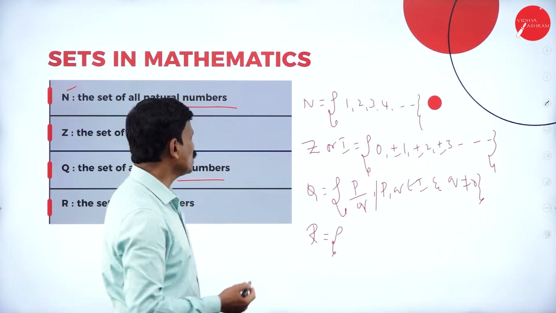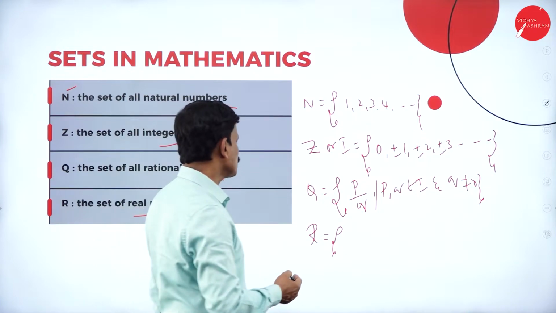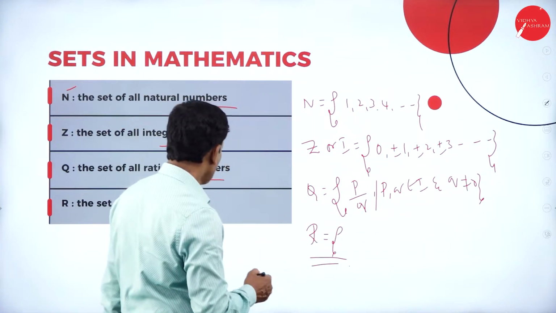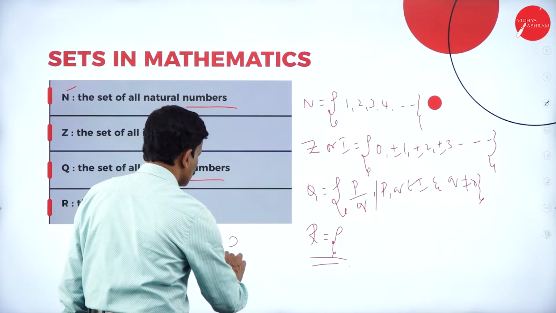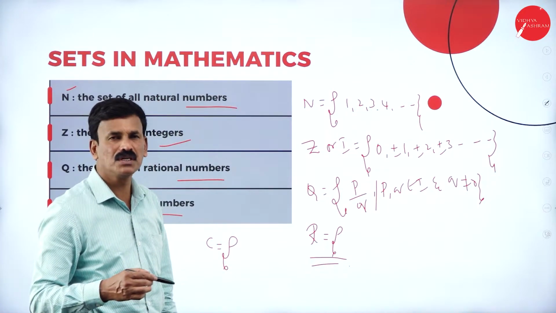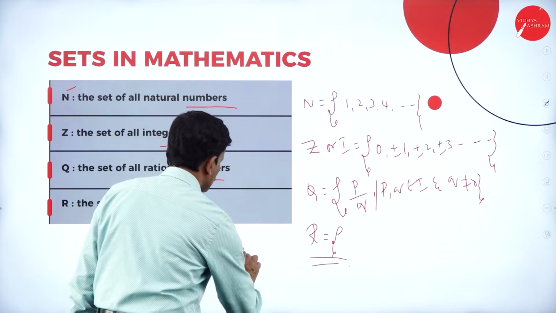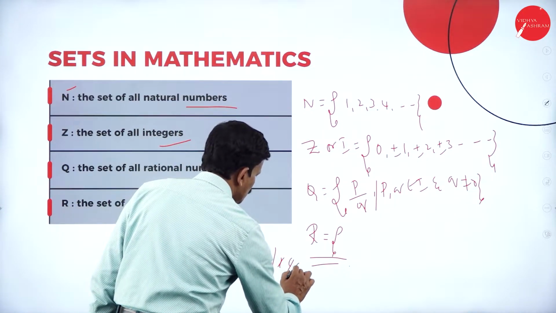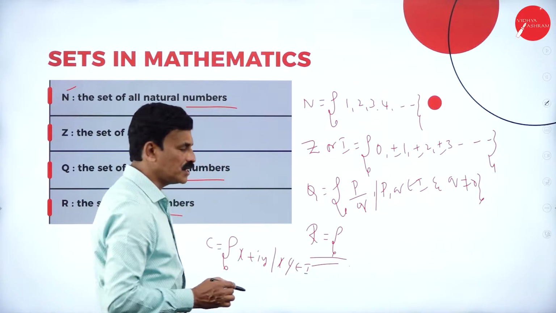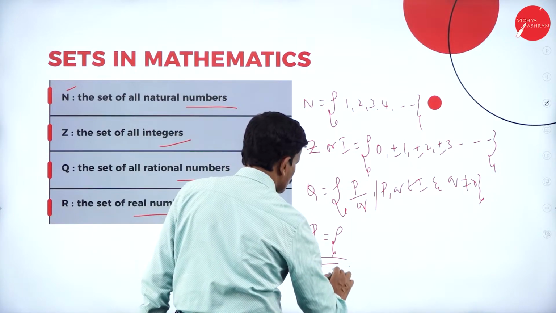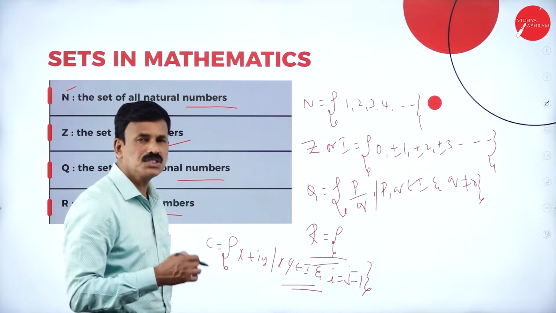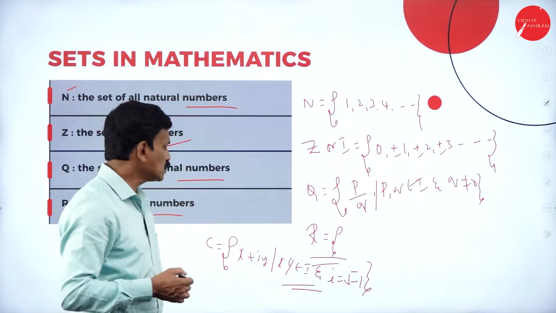So the set of real numbers is denoted as R. R is the representation of a set of real numbers, whereas the set of complex numbers is denoted as C. C is the set of complex numbers. Any number of the form x plus iy, where x and y belong to the real numbers, and i is equal to root of -1, an imaginary number. So this is how we are going to represent the set.